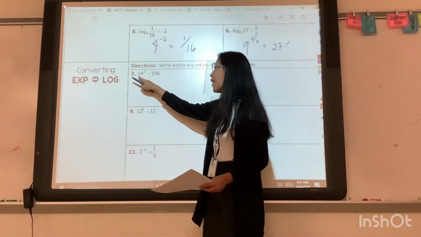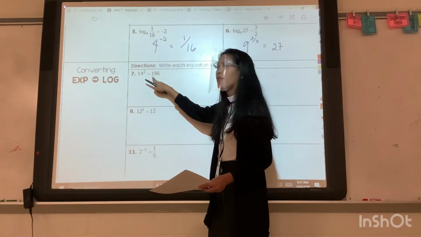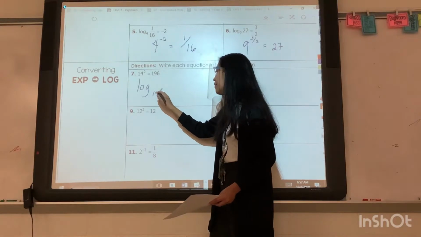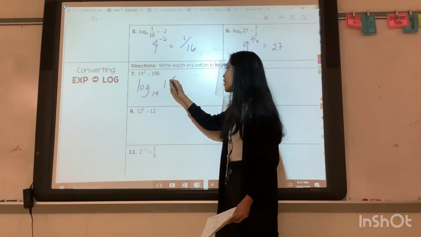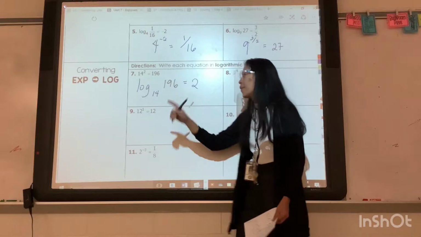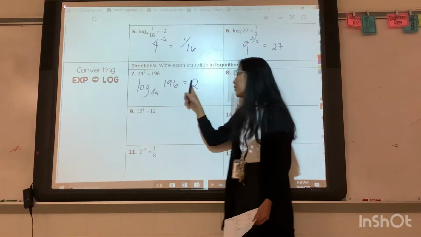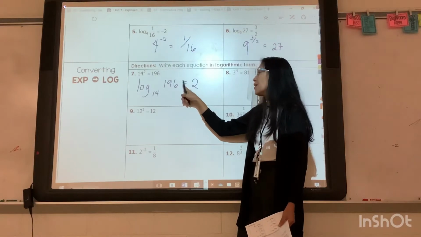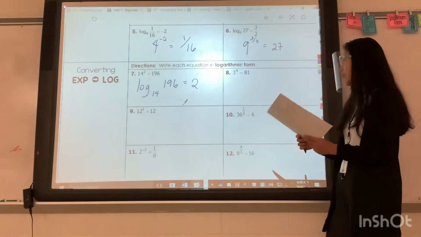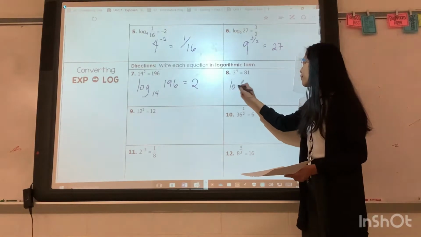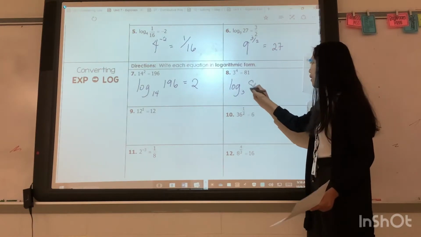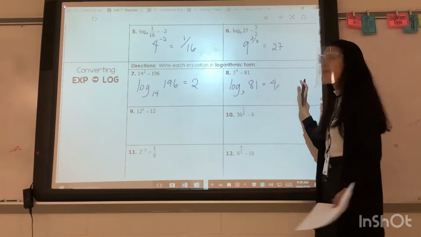Again, this is your base, the exponent, and then the value of your a. So we can write it as the log base 14 of 196 is equal to 2. So this is the exponent. Again, the log base 14 of 196 is equal to 2. Noah, can you please try number 8? What is your answer for number 8? Log base 3 of 81 equals 4. That's it. Very easy.